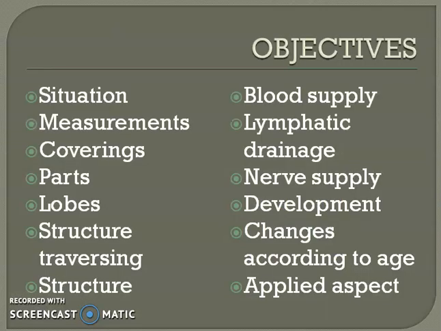The objectives of today's session are that, at the end of the lecture, each and every student should know the situation, measurements of the prostate, coverings of the prostate, parts, lobes, structures traversing through the prostate, the structure of the prostate, blood supply, lymphatic drainage, nerve supply, development and changes according to age in the prostate, and its applied aspect.